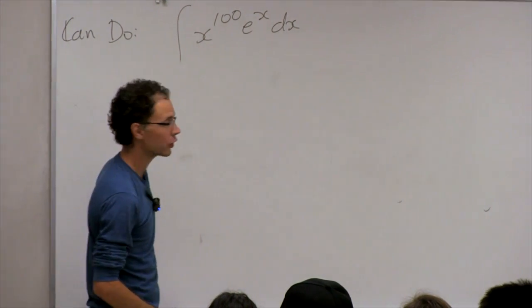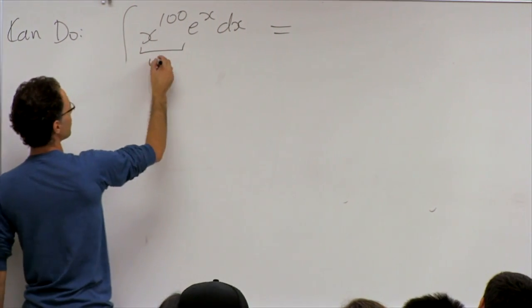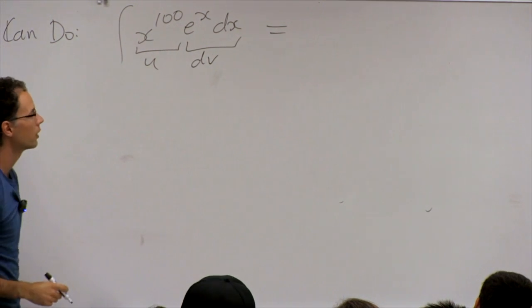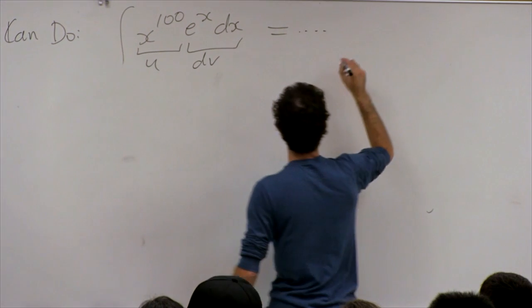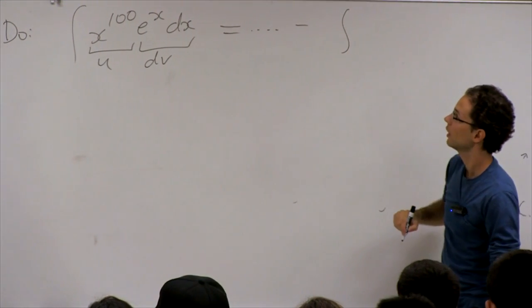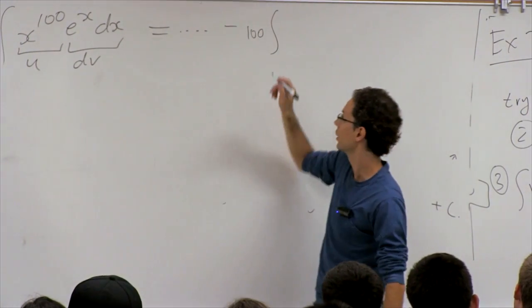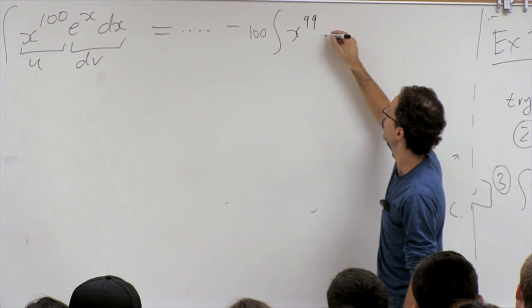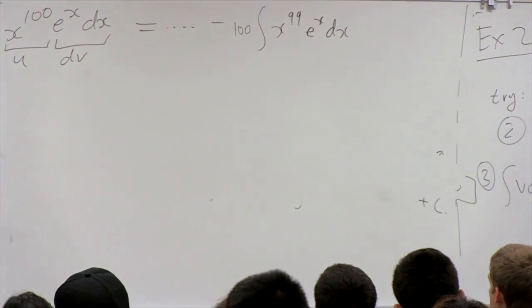Let's see. So I do integration by parts. What's going to happen? Let's just do the same idea as before. Let's pick this to be u. Let's pick this to be dv. OK, so great. What's going to happen? You're going to have u times v, whatever that is, minus the integral of v du. And there'll be a factor of 100 from taking the derivative of x to the 100. And then you'll have x to the 99 times e to the x. That's one integration by parts.